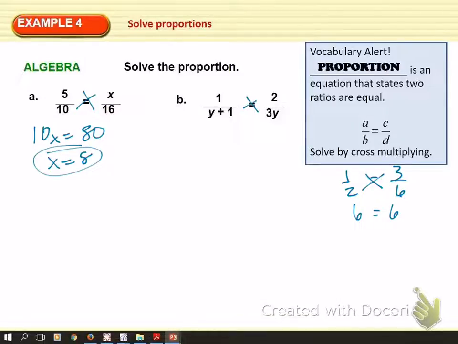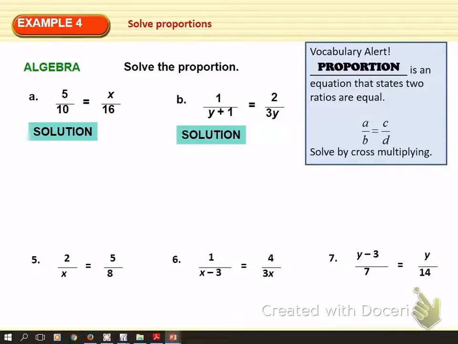The only thing I'll warn you about, 1 times 3y is 3y, is that you make sure you distribute this 2. 2 times y is 2y, 2 times 1 is 2. Subtract 2y from both sides, and y ends up being 2. Okay? Solving a proportion, piece of cake. Just some things that you want to keep in mind. All right? Got some practice problems down here at the bottom for you. Give those a shot, start the video, and make sure you're right.